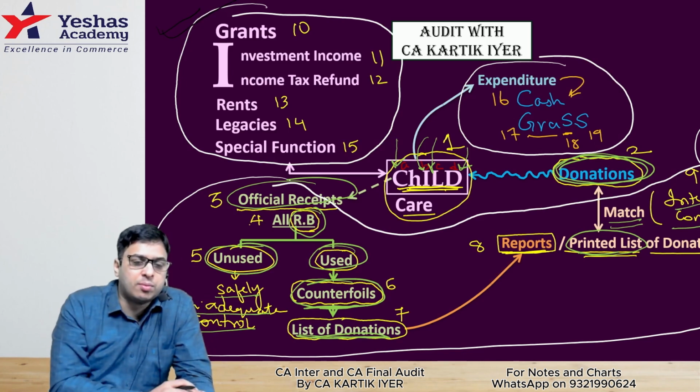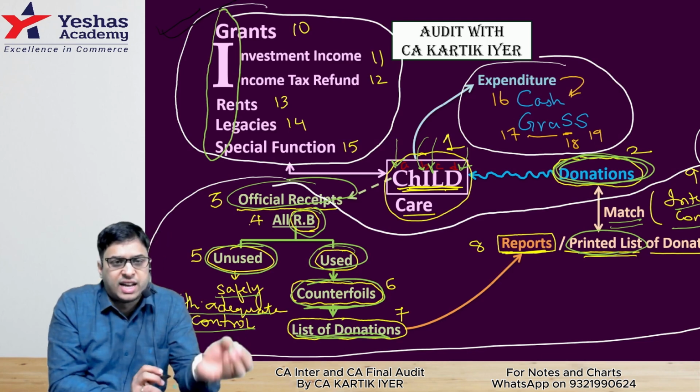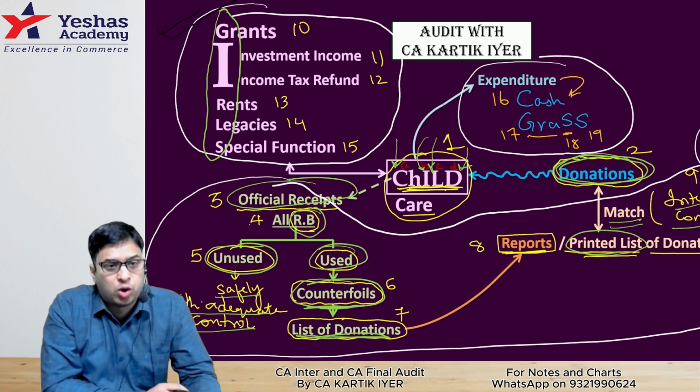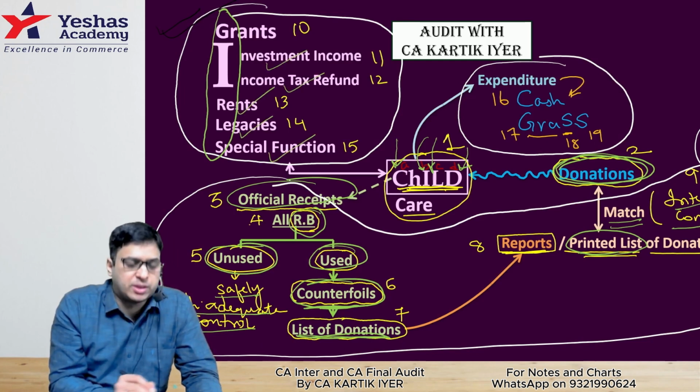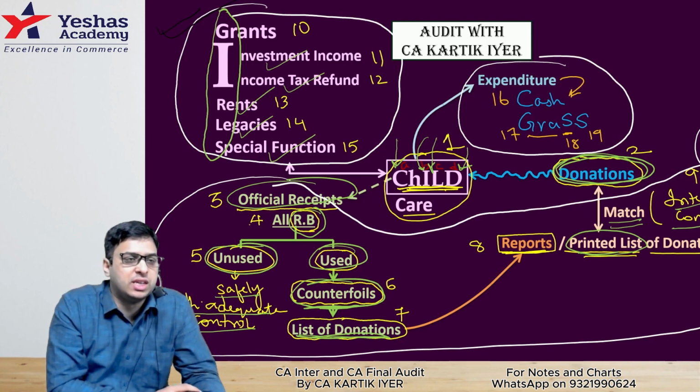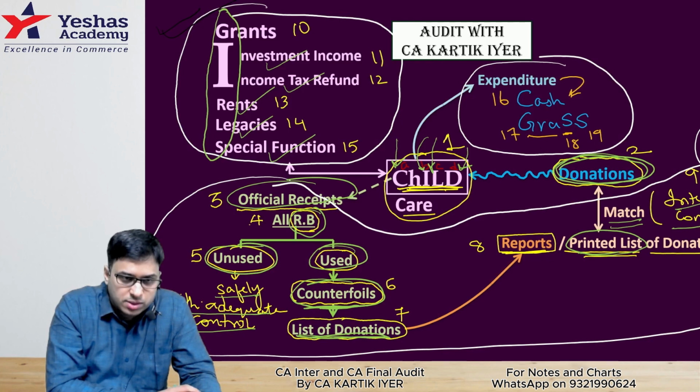For income, you'll remember a code called GRILLS. I told you, GRILLS. This was a code. So in that we had grants received, maybe from the government or a local body. You'll have investment income, income tax refund, rental income, legacies, and special function. Suppose a person has given some money to conduct a singing competition, dance competition among children during Independence Day celebration. That comes under special function.